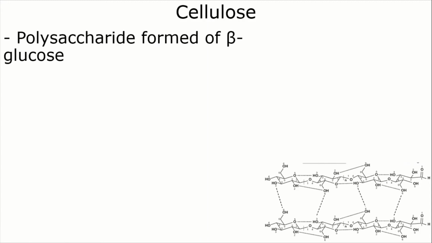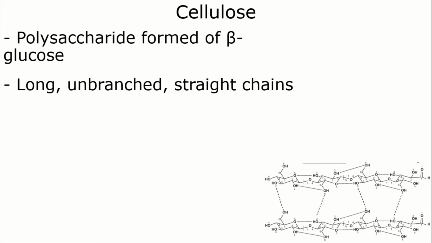So we're now going to talk about polysaccharides and the structural role that they provide. So we're going to talk about cellulose, which we can see down here in the bottom right-hand corner. It looks very different to all the other polysaccharides that we've looked at so far. Now, cellulose is a polysaccharide, but it's formed of beta-glucose. So if we remember from the last video, beta-glucose is the isomer of alpha-glucose.